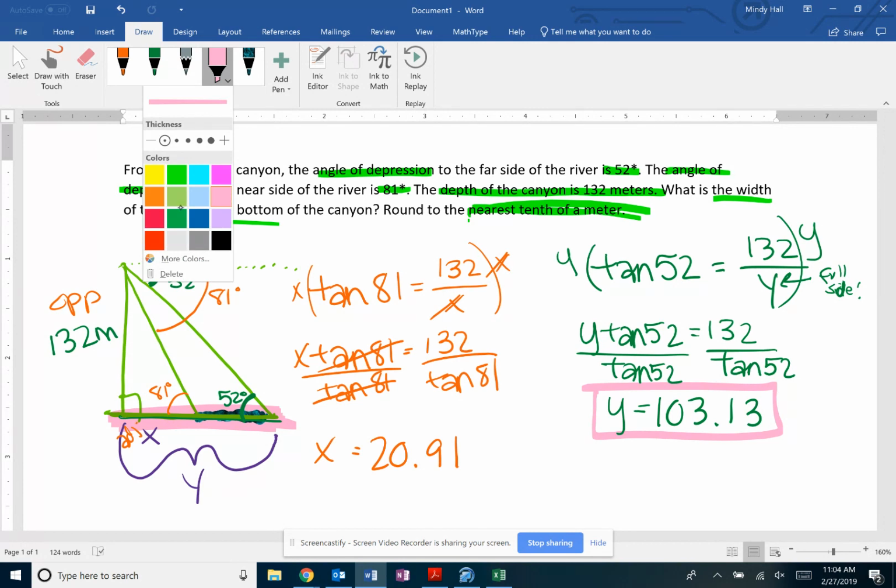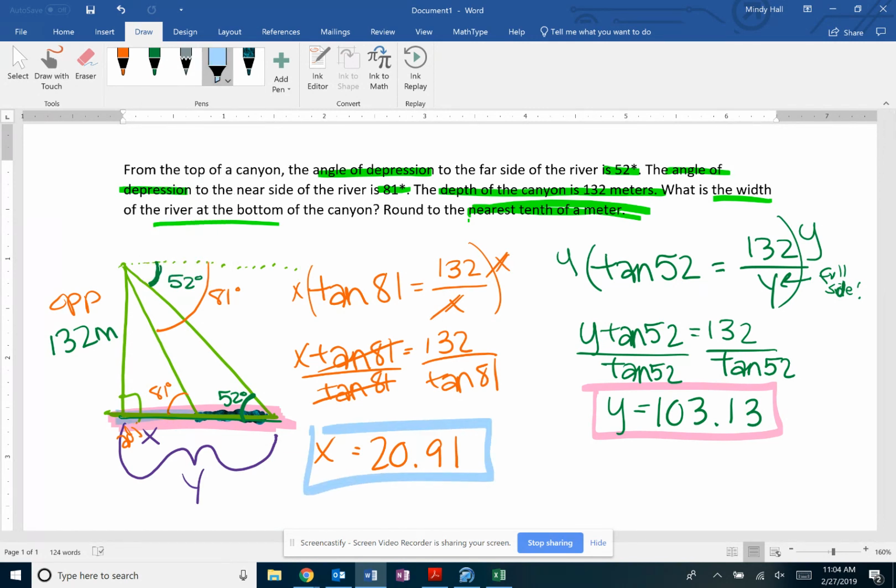And then I'll do the blue. The X is just that one little bit. So we notice we still have that tail. So to do that, we just subtract 103.13 minus 20.91. And I get 82.22. So because we want the nearest tenth of a meter, that would be 82.2 meters.